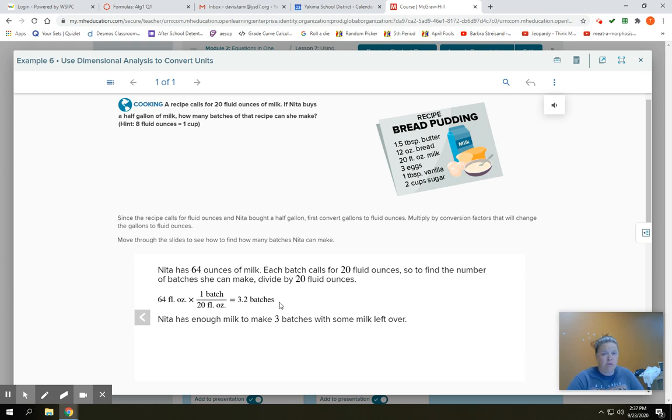Since she won't make 0.2 batches, she has enough milk to make 3 batches, and she'll have a little bit left over.